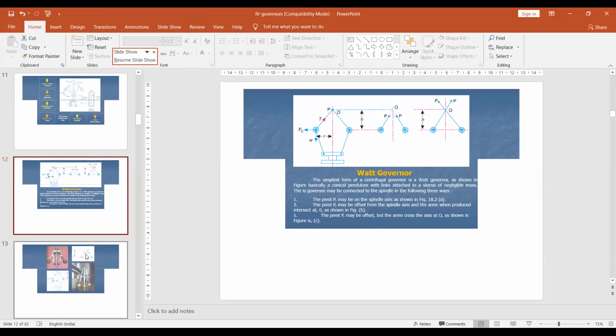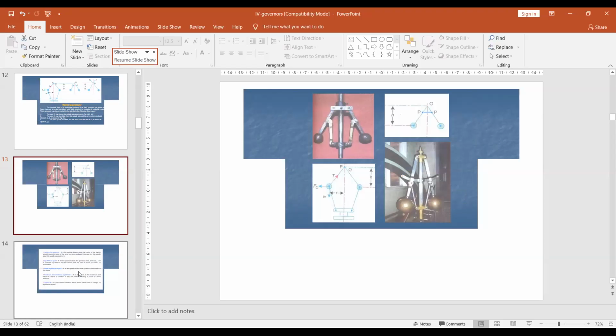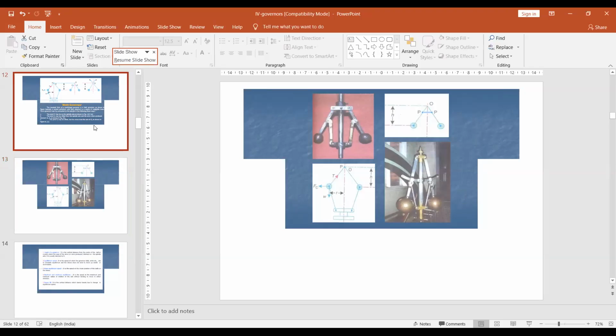There are two types: the pendulum type and the loaded type. Pendulum type example is the Watt governor. Just observe that. Pendulum type is the Watt governor. So just observe the Watt governor. Those examples are also there. Watt governor examples. Okay. Here they may also arise in three cases.